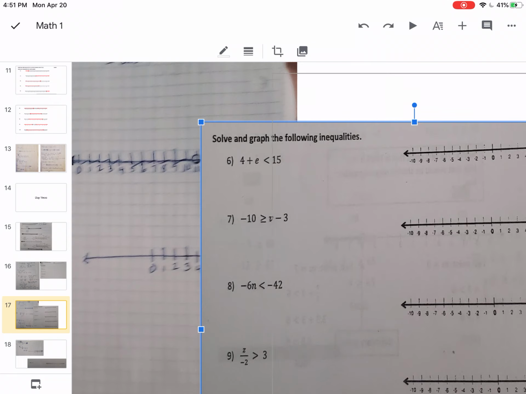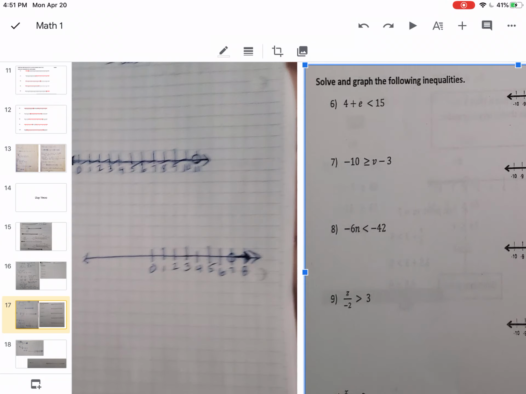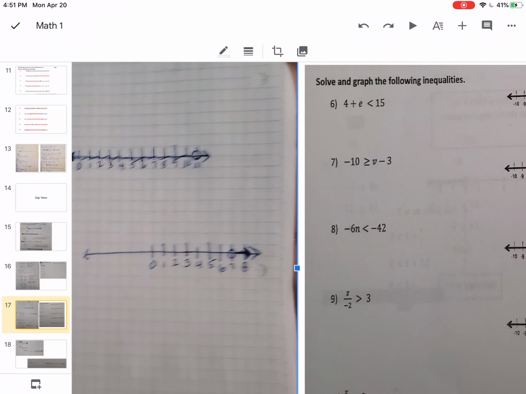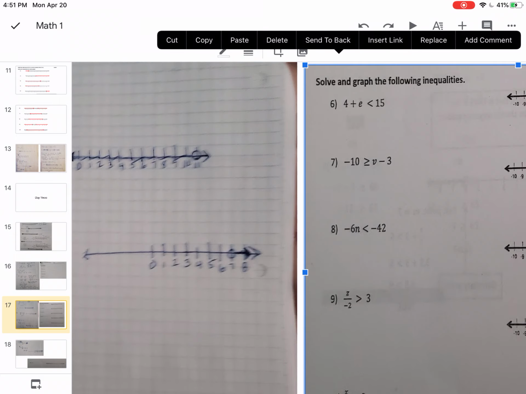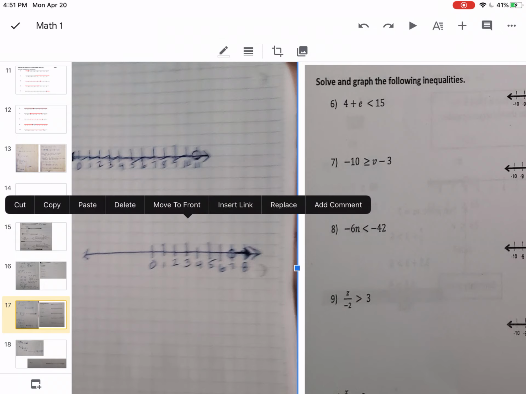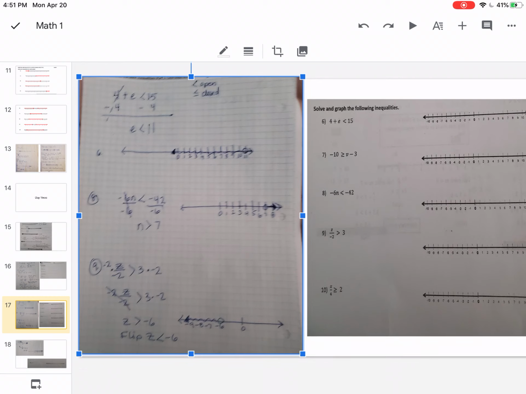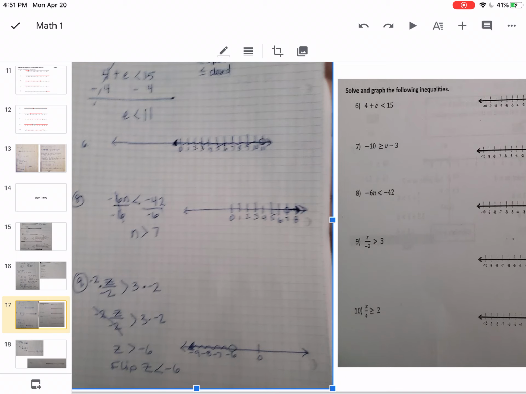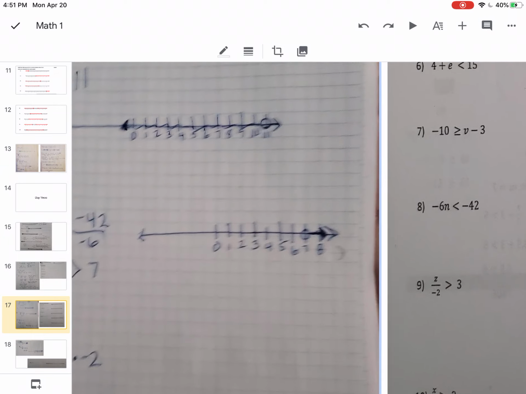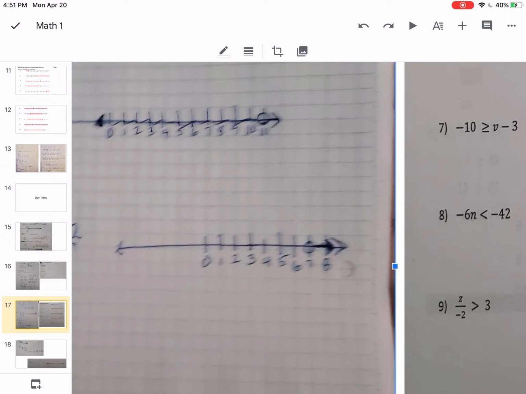My picture is so blurry. Okay. So 4 plus e is less than 15, okay? So up here it says 4 plus e is less than 15. So I minus 4, minus 4. Cross my 4's out, bring my e down, bring my sign down, and then 15 take away 4 is 11. So I have an open circle on 11, and it's going towards 0, okay, because it's less than.